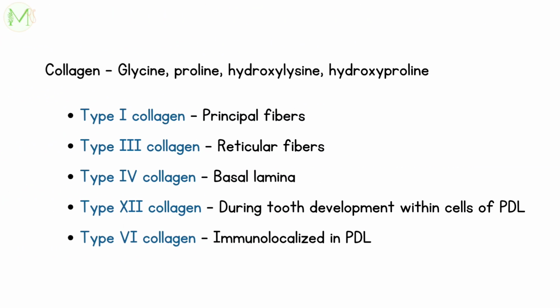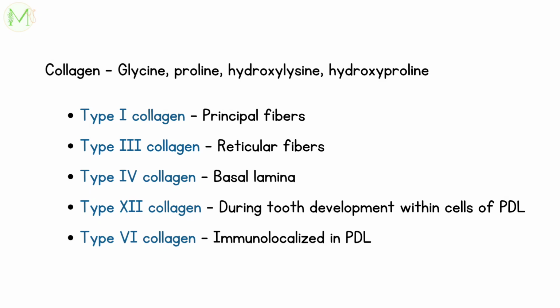Now we know they are collagenous, right? Collagen is a protein that is composed of different amino acids, majorly glycine, proline, hydroxylysine, and hydroxyproline. Principal fibers are made of type 1 collagen. Reticular fibers are made of type 3 collagen. Basal lamina is made of type 4 collagen. And during tooth development, type 12 collagen is also expressed.